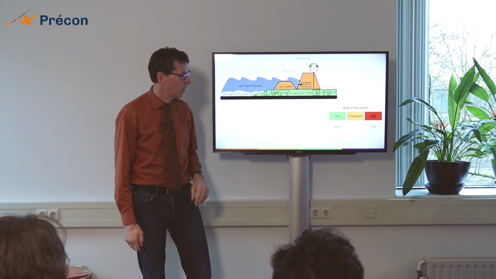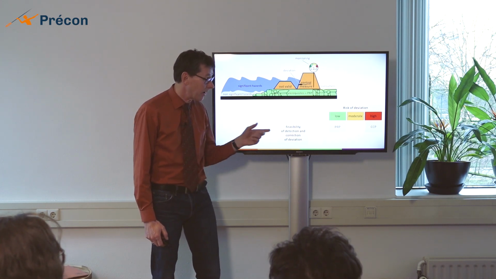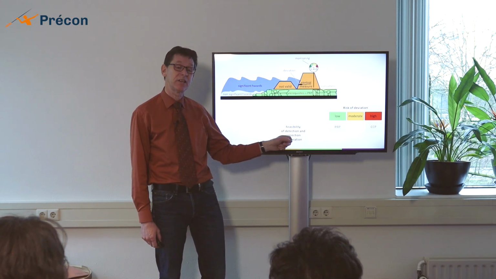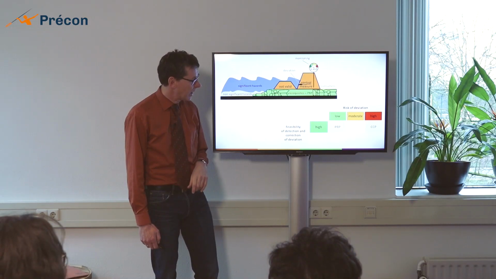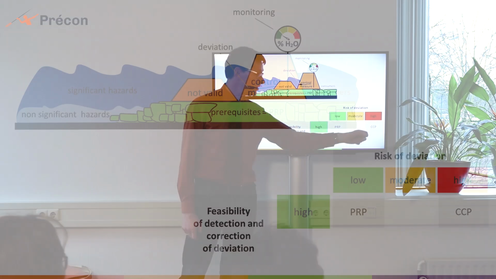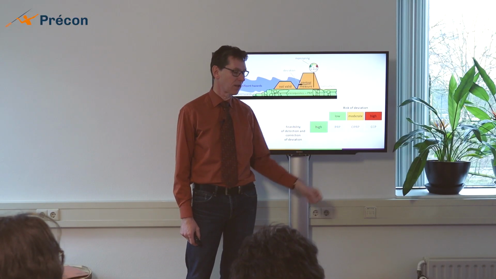They're unsafe. So luckily for CCPs, we might have a high risk of deviations, but we have good feasibility of detection and correction of deviations. So whenever there's a deviation, we can do a corrective action. The feasibility is high. Now in applying HACCP, HACCP is basically about prerequisites and CCPs, but there is some kind of need for something in between. We call it OPRPs.